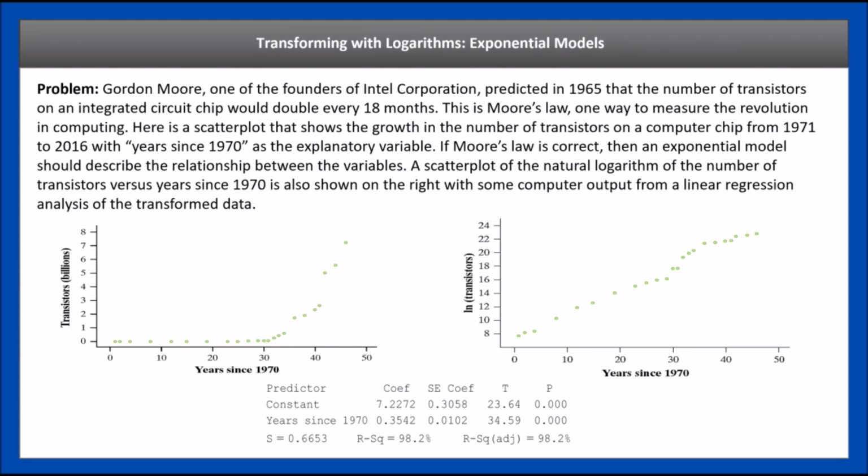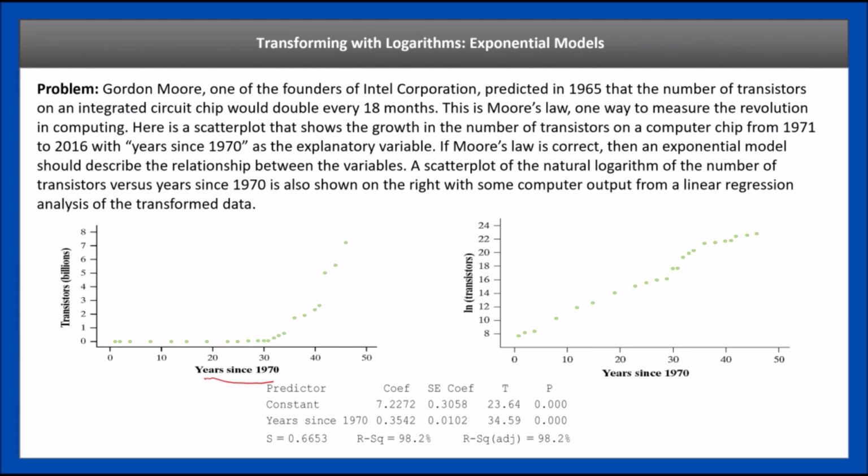So this is called Moore's law. So one way to measure the revolution in computing. It shows the growth in the number of transistors has doubled, showing the number of transistors from 1971 to 2016. And so notice that the years since 1970 is my explanatory variable. My transistors in billions is my response variable. So if this law is correct, then an exponential model should describe the relationship.